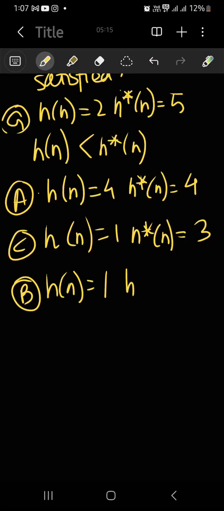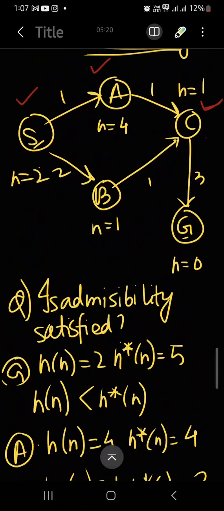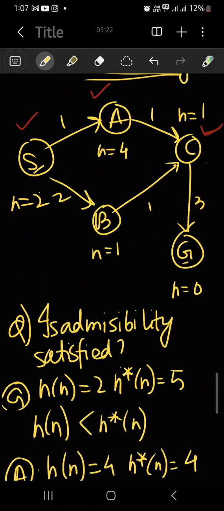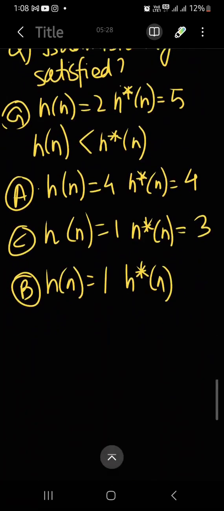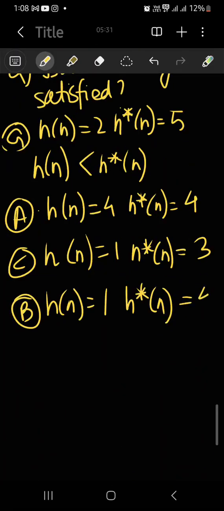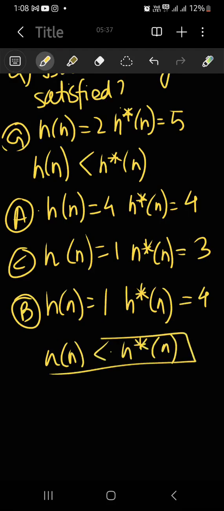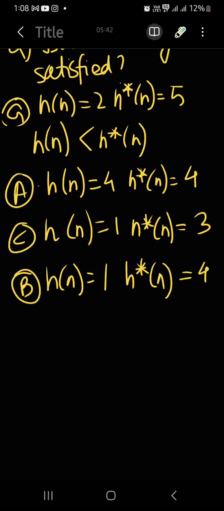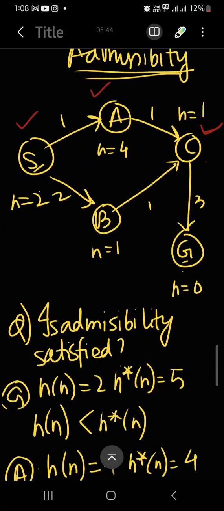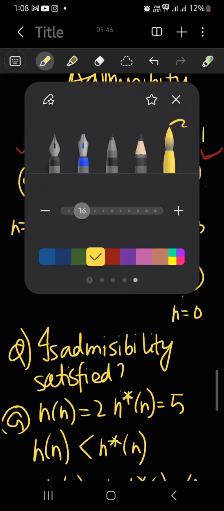Now we have to see what is the actual cost of going to the goal vertex from the vertex B. So the actual cost of going to the goal vertex from the vertex B is nothing but 1 plus 3, which is 4, right? So here also I can see that H of n is less than H star of n, and this is the criteria for admissibility. So it is definitely getting satisfied. So I will also put a tick mark over here.